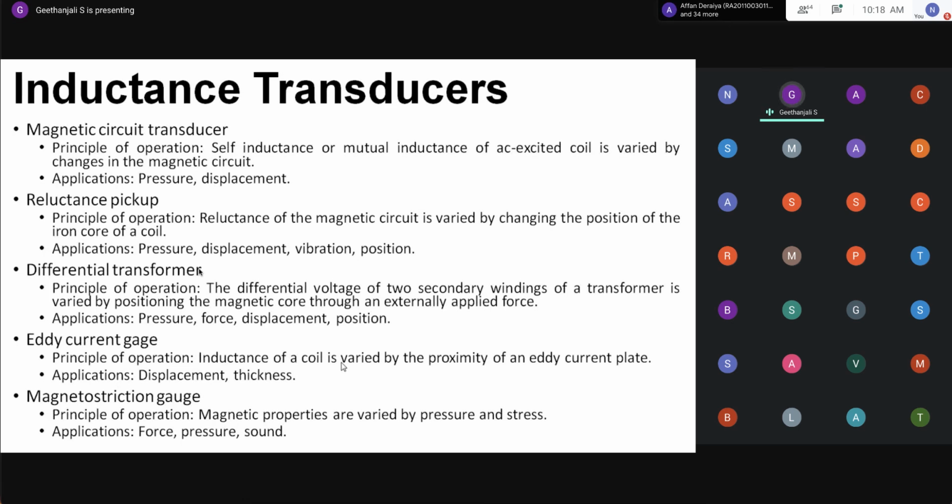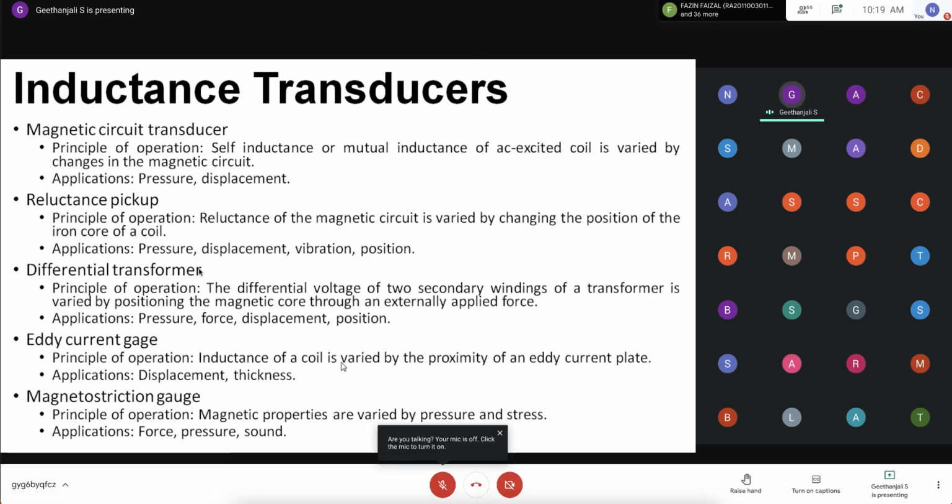The fourth one is the eddy current gauge. The principle under the category of the eddy current gauge is that inductance of a coil is varied by the proximity of an eddy current plate. Where can we use eddy current gauges? For displacement and thickness. Then the fifth one is the magnetostriction gauge. The principle of operation is that magnetic properties are varied by pressure and stress. We can use these gauges for force, pressure and sound.